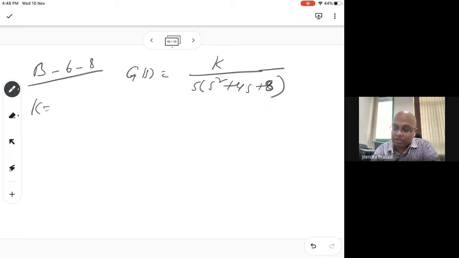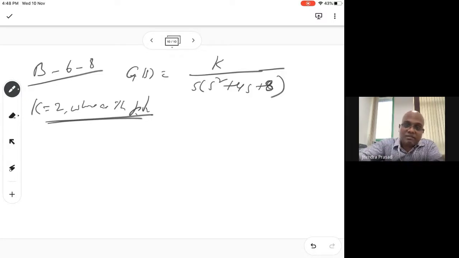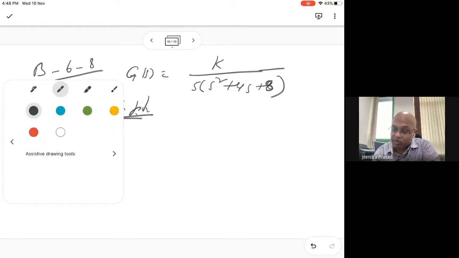So later on, if K equal to 2, where are the closed loop poles located? So where are the poles? Okay. So first you have to understand what it is asking, and then you will know. Okay. So first you have to draw the root locus. In this case, how will it look like?